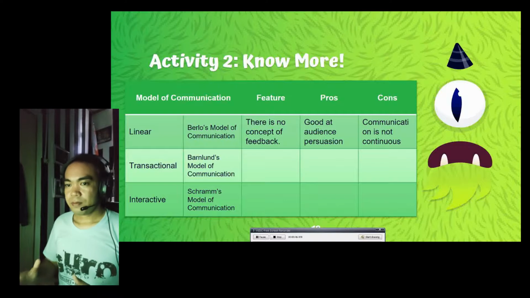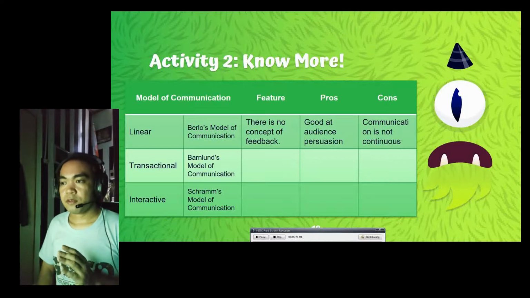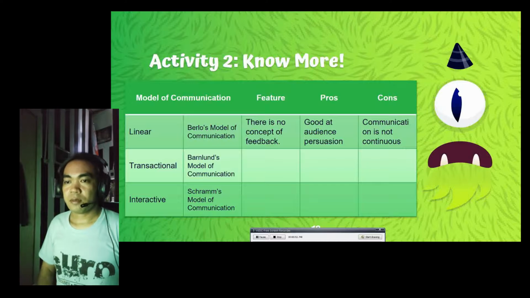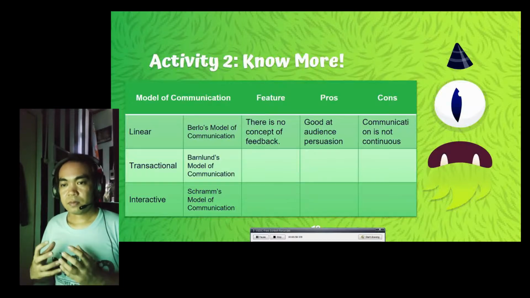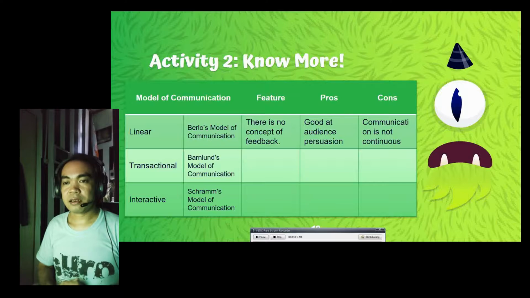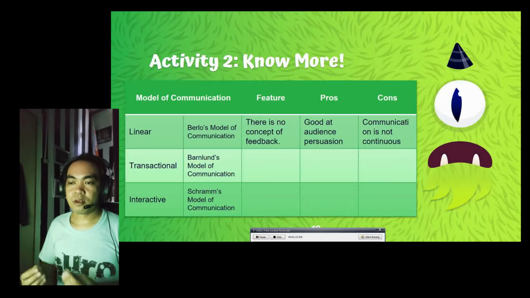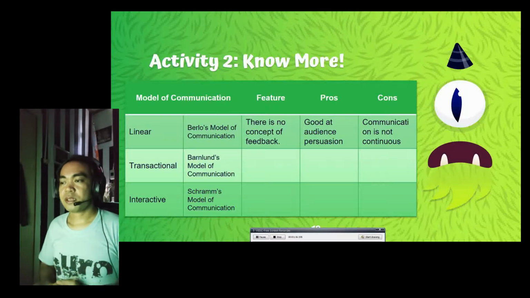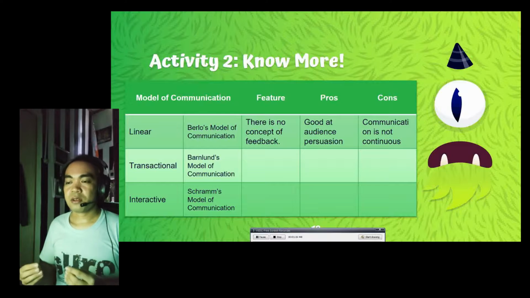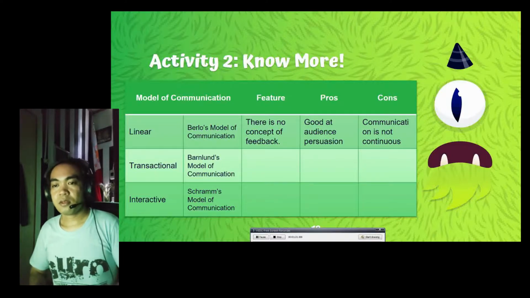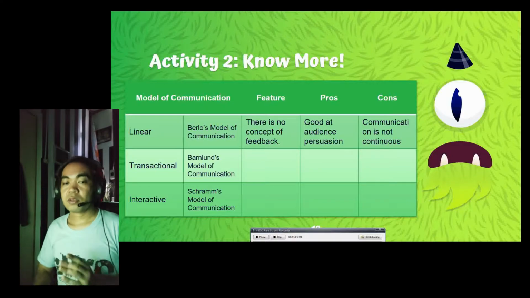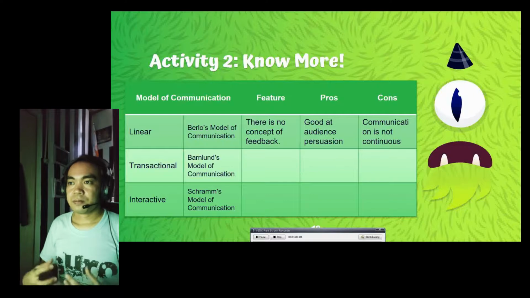In this table that we have to fill in, we have four columns: the model of communication, the feature, the pros, and the cons. We have linear, transactional, and interactive models of communication. We have an example for linear, the Berlo model, then Barnlund's for transactional and Schramm's for interactive. We already gave the feature, the pros, and the cons for Berlo's model. So all you have to do now is fill in the feature, the pros, and the cons of the transactional and interactive models which were presented to you in this module.